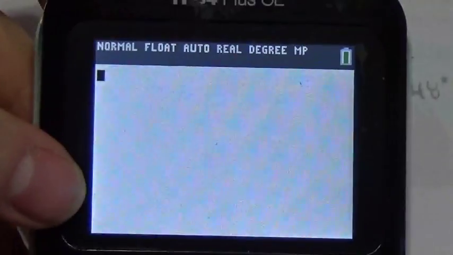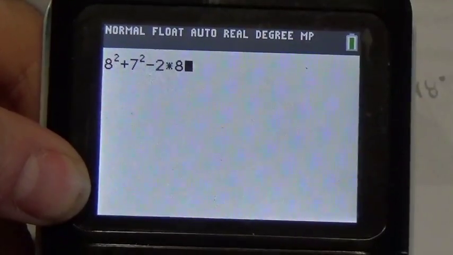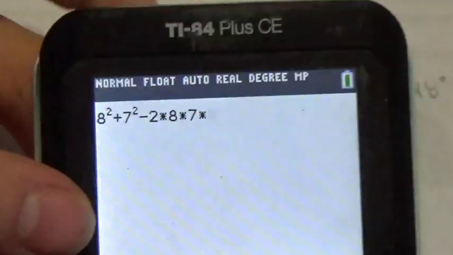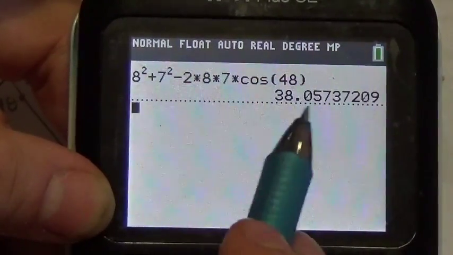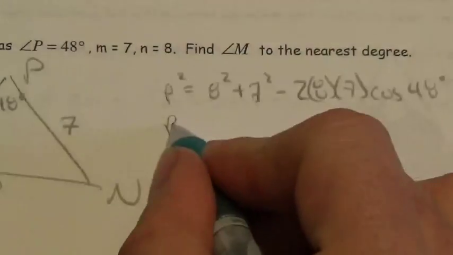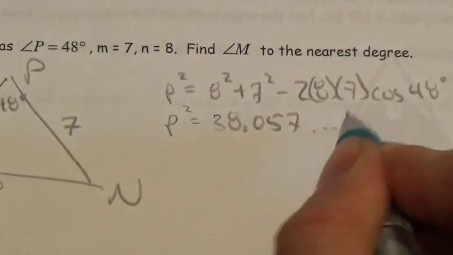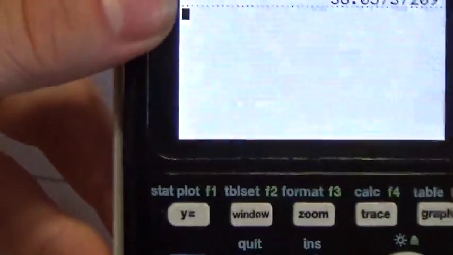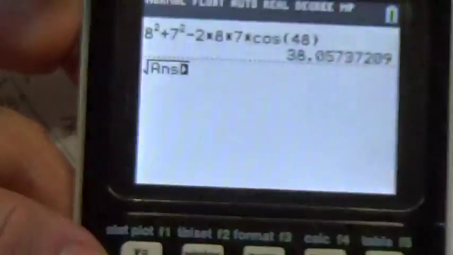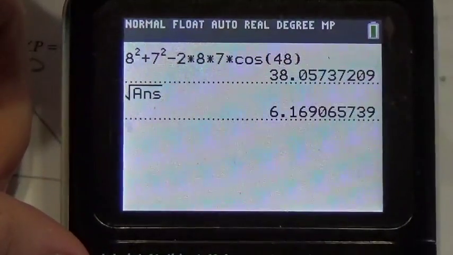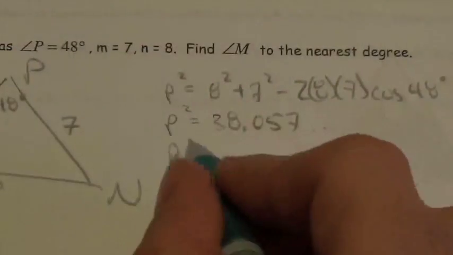And I am a big proponent of just plugging that into the calculator. So 8 squared plus 7 squared minus 2 times 8 times 7 multiplied by the cosine of 48 degrees, the angle in between them. And I get 38 point blah, blah, blah. Okay, so p squared is going to equal 38.057 dot, dot, dot. P is going to be the square root of that. So second square root of that answer. Okay, and I get 6.2. Now I'm going to leave this number in my calculator right now, but 6.2.